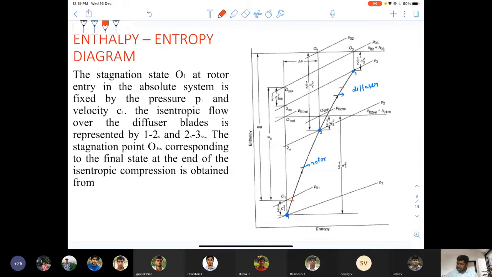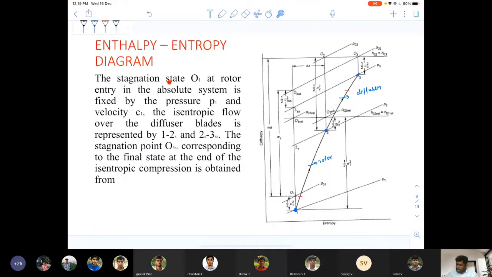That is, the stagnation state 01 at the rotor entry in the absolute system is fixed by the pressure P1 and velocity C1. That is, this O1 is the stagnation state of the rotor, and it is fixed by two parameters, which are the pressure P1 and velocity C1.